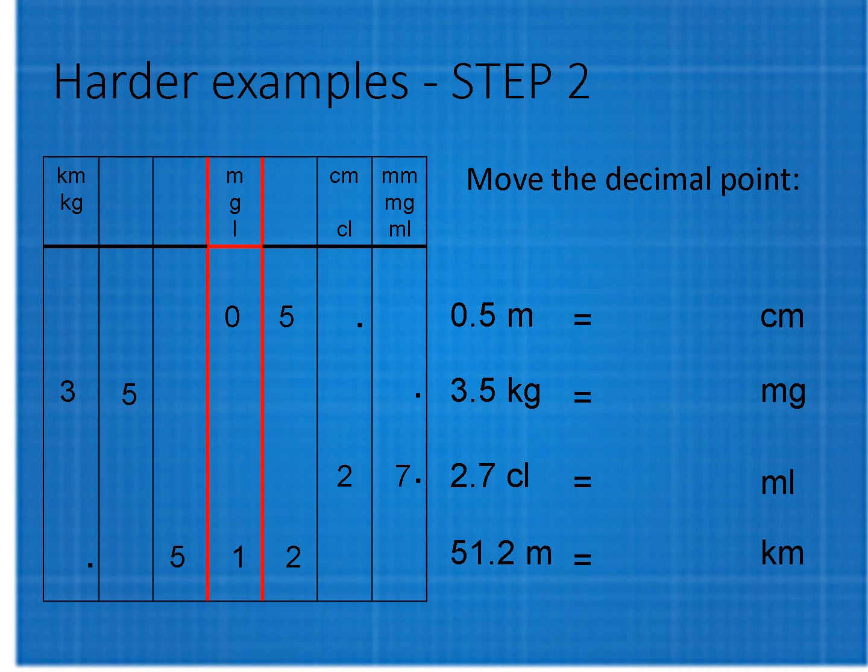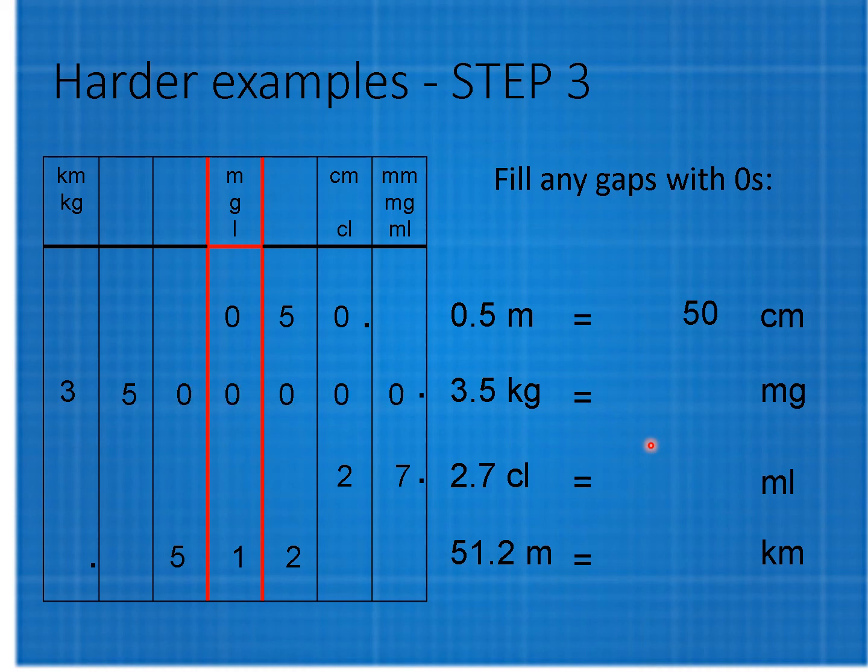So what is now the answer? We'll fill any gaps with zeros. The result is 50 centimeters. For this one, we fill in the gaps with zeros, so the answer here is 3,500,000 milligrams. For this one, we have 27 ml, or milliliters. For this one, we have 0.0512 kilometers.